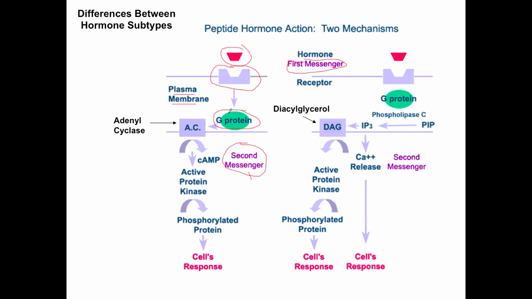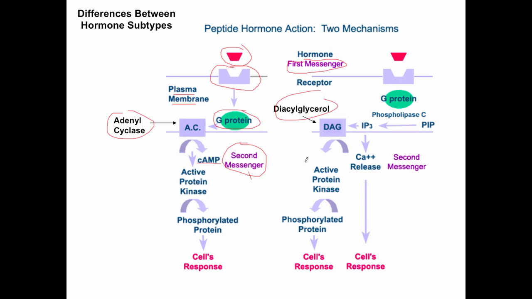Now, G proteins are proteins located within the plasma membrane that use GTP as opposed to ATP, right? GTP as their form of energy. Okay, so it takes GTP, forms GDP plus P, liberates some energy, and then it acts through something called adenyl cyclase or diacylglycerol and creates an intracellular change. Okay? So the intracellular change is the second messenger.